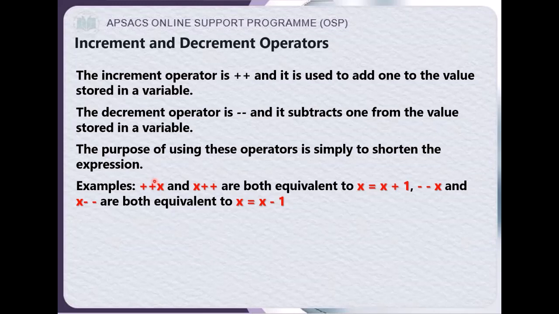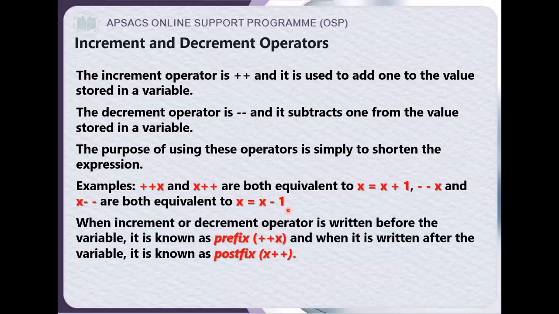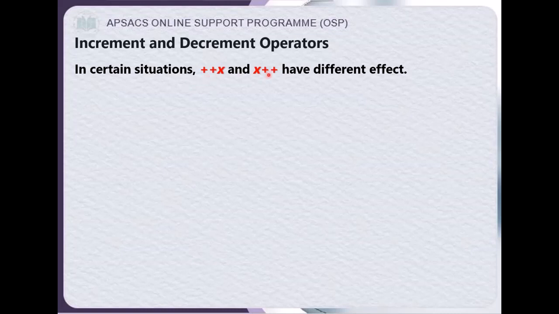For example, ++x and x++ are both equivalent to x = x + 1, and --x and x-- are both equivalent to x = x - 1. When increment or decrement operator is written before the variable, it is known as prefix. When it is written after the variable, it is known as postfix. In certain situations, ++x and x++ have different effect.